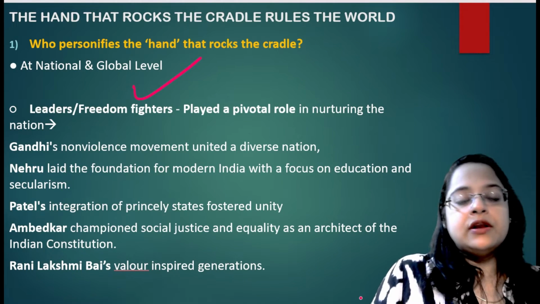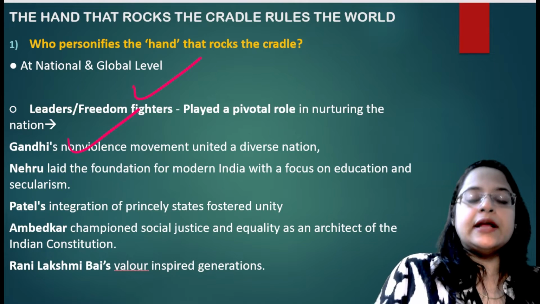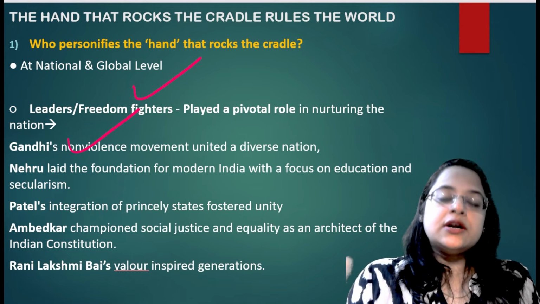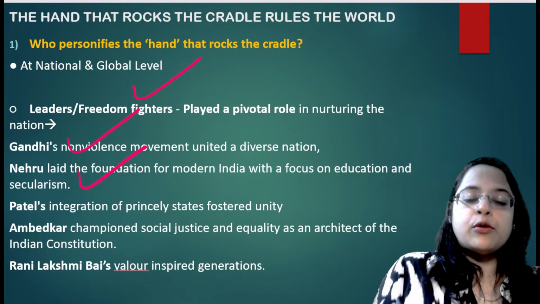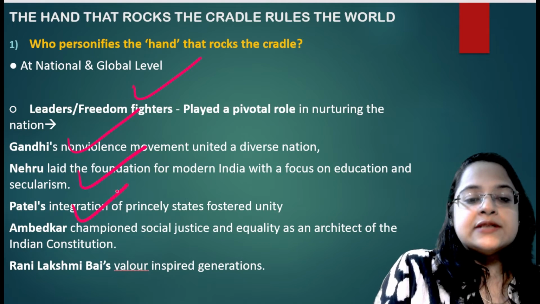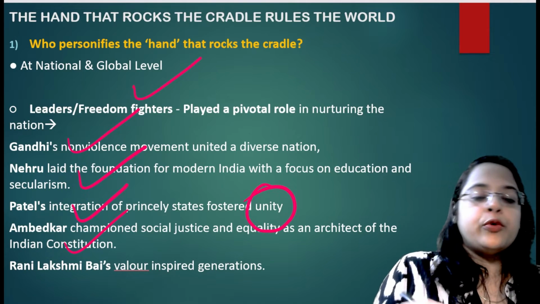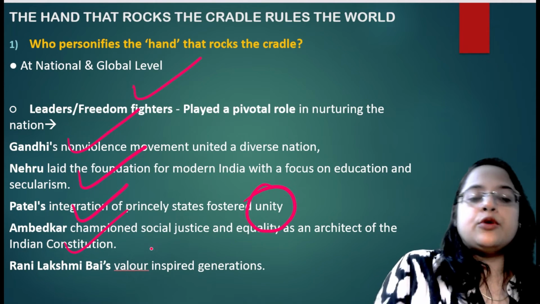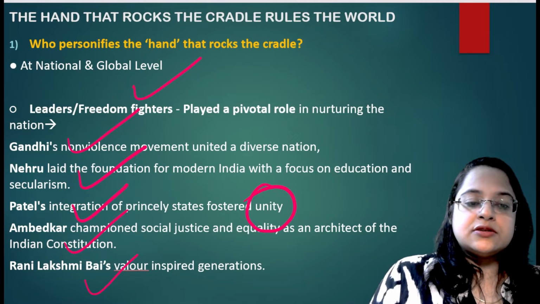Then at the national and the global level, you can also talk of the various freedom fighters. In case of India, it is Gandhiji's non-violence movement that united a diverse nation like India. So he also nurtured our population through his values of satyagraha and non-violence. You can talk of Nehru, how he laid the foundation for modern India with his focus on education and secularism. You can talk of Patel's integration of princely states that fostered the value of unity. You can talk of Ambedkar, how he championed social justice and equality, being the architect of the Indian Constitution. And you can also give the example of Rani Lakshmi Bai and her valor and bravery, which inspired generations.